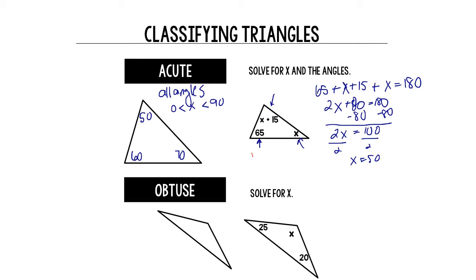Well, we know one of the angles is 65. And we know one of them is 50 because it's equal to x. And the last one is x plus 15. So that's 50 plus 15, which is 65. All right, so that's an acute triangle. All the angles are less than 90.